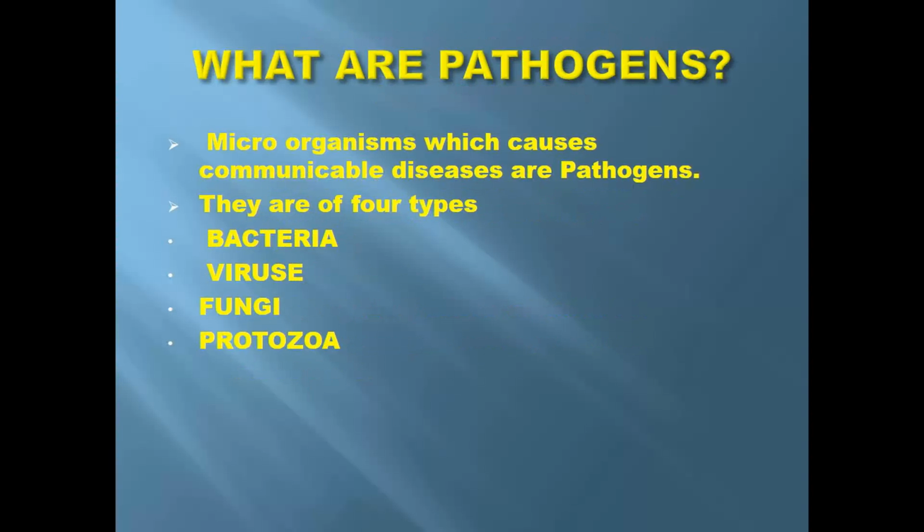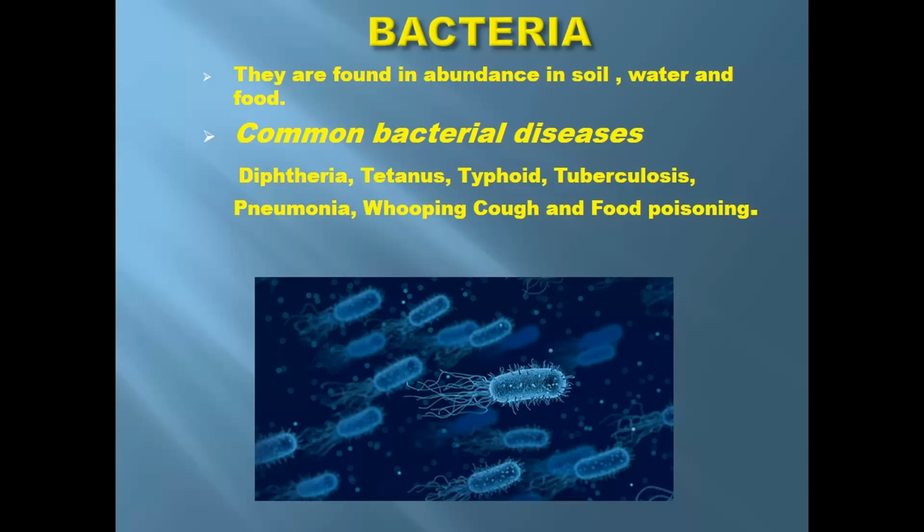The word pathogen needs to be focused. They are actually microorganisms which cause communicable diseases. They are of four types: bacteria, virus, fungi, and protozoa. Now, what is a bacteria? They are found in abundance in soil, water, and food. Common bacterial diseases are diphtheria, tetanus, typhoid, tuberculosis, pneumonia, whooping cough, and food poisoning.